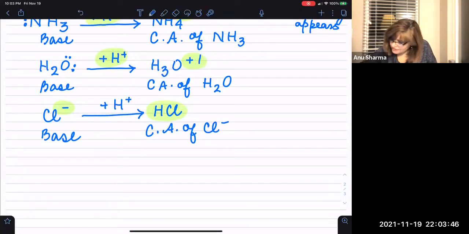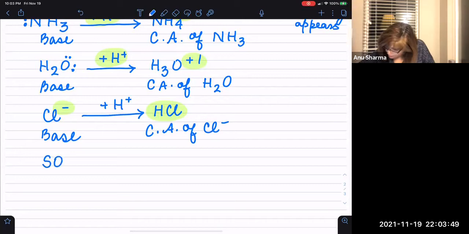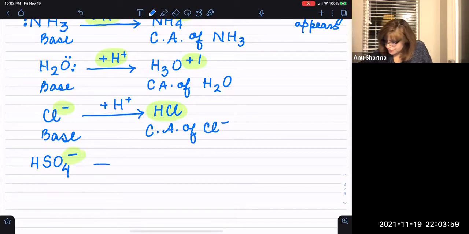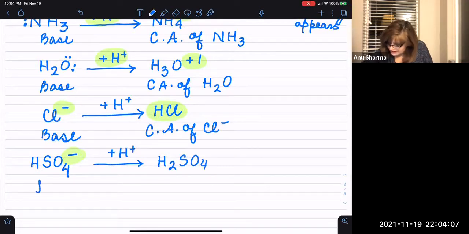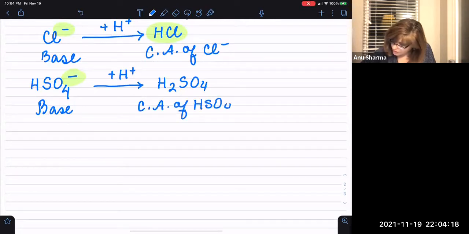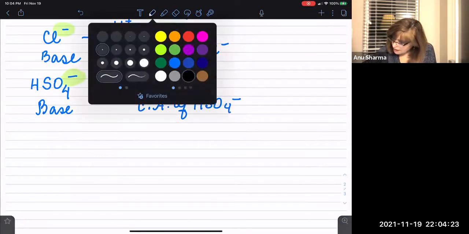All right, same is the case if you have HSO4, 1 negative. So this is again a negative charge, so this is going to be neutralized. When you add 1 hydrogen ion, it becomes H2SO4. Now, this is acting as a base because of the negative charge. Okay, so this is the conjugate acid of HSO4, 1 negative. Now, so this is the basic thing.